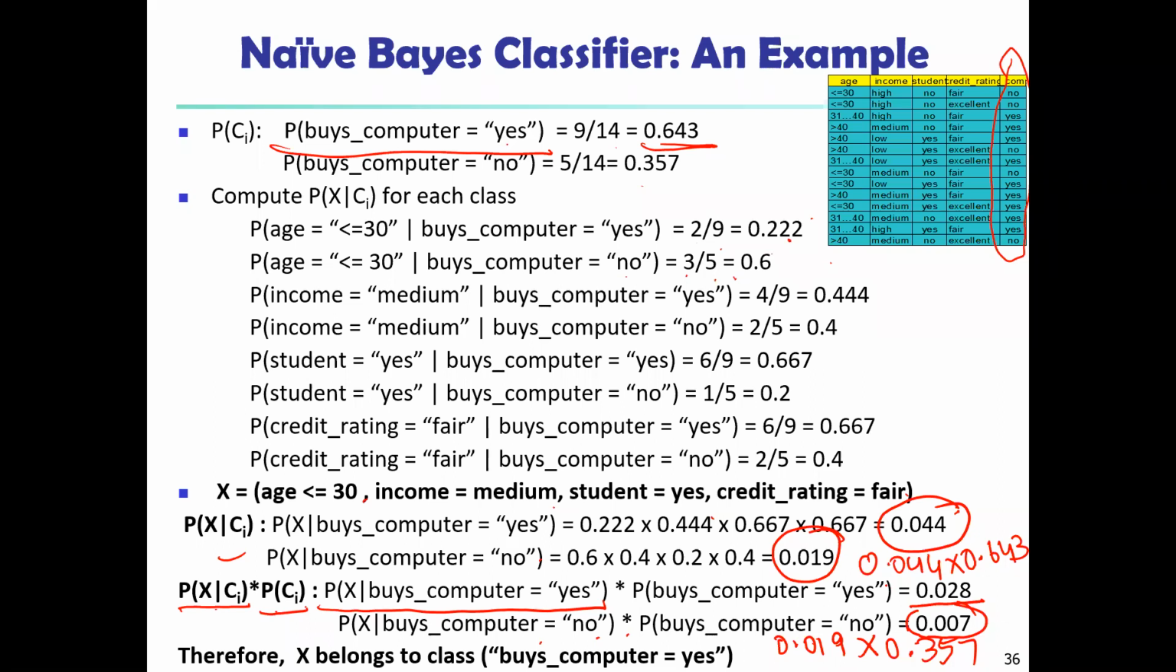Now, if you observe, by comparing these two, for the yes value we have 0.028, and for the no value we have 0.007. If we compare these two, yes has the highest value. Therefore, X belongs to the class yes, that is, buys computer equal to yes label. Why? Because yes has the highest value when compared to the no value.